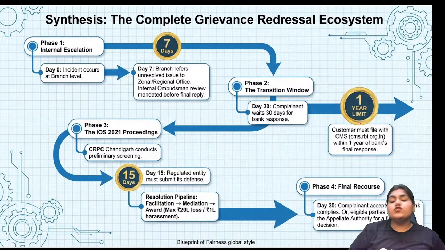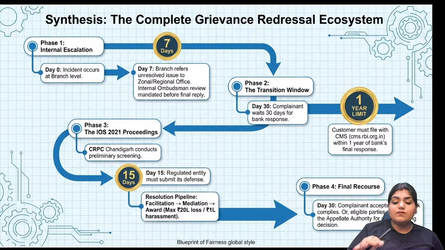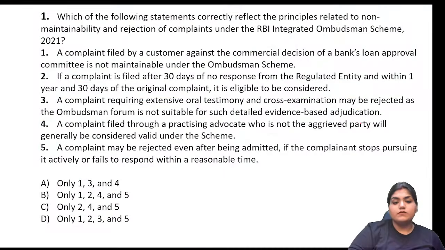But from 1st of July 2026, this amount is getting changed. The maximum loss that will be allowed is 30 lakh rupees, and for harassment you can ask for 3 lakh rupees. So please read the question properly. If the statement asks what compensation can be given as per the scheme right now, you write 20 lakhs and 1 lakh. But if it asks for the revised version, you write 30 lakhs and 3 lakhs.